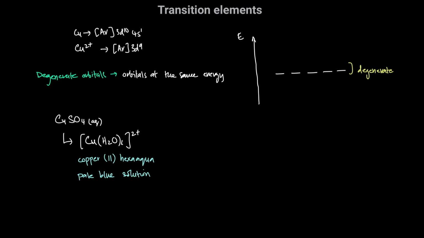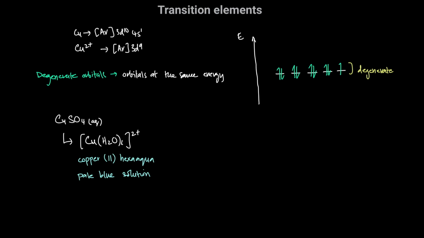Now if we just had an isolated copper 2 plus ion, in the D subshell we have 9 electrons. So the copper 2 plus ion has 9 electrons in the 3D subshell, and all of those orbitals are at the same energy. They're called degenerate d orbitals.